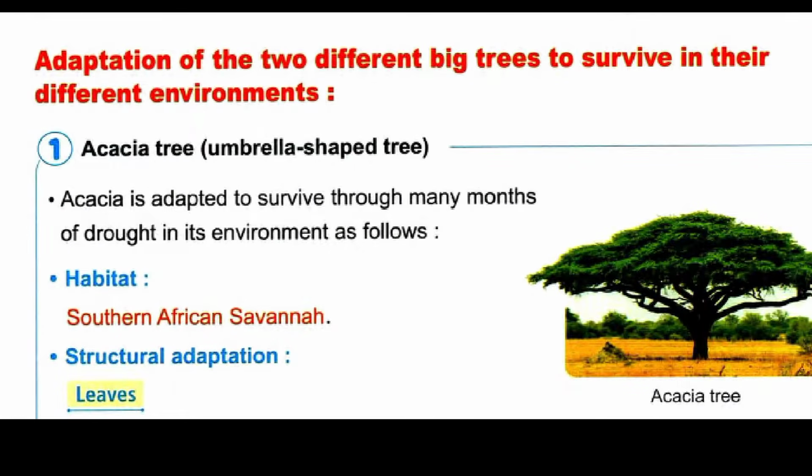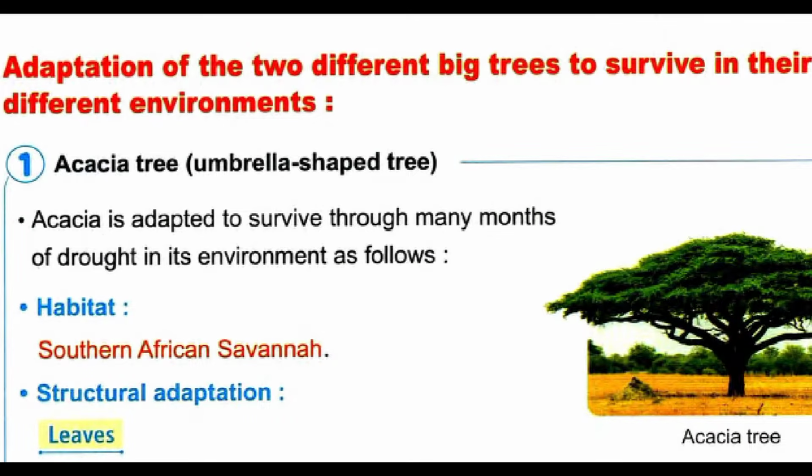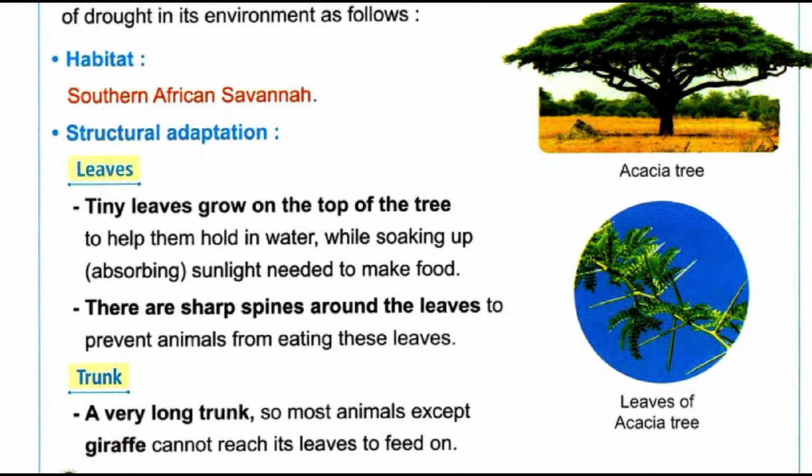Adaptation of two different big trees to survive in their different environments. Number 1. Acacia tree, umbrella-shaped tree. Acacia is adapted to survive through many months of drought in its environment as follows. Habitat: Southern African savanna. Structural adaptation. First, leaves. Tiny leaves grow on the top of the tree to help them hold water while absorbing sunlight needed to make food. There are sharp spines around the leaves to prevent animals from eating these leaves.